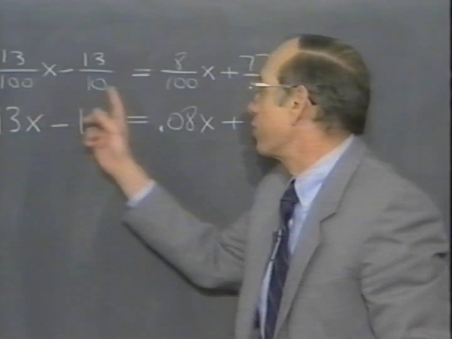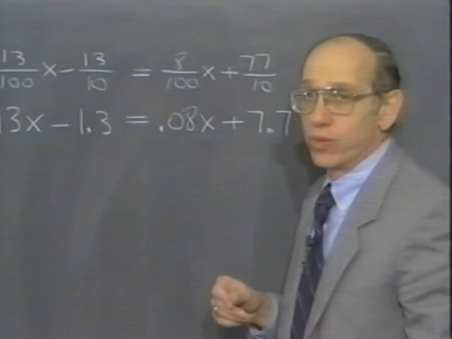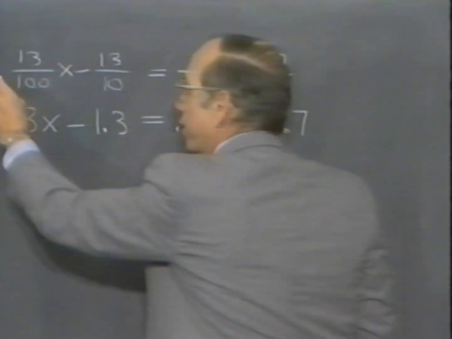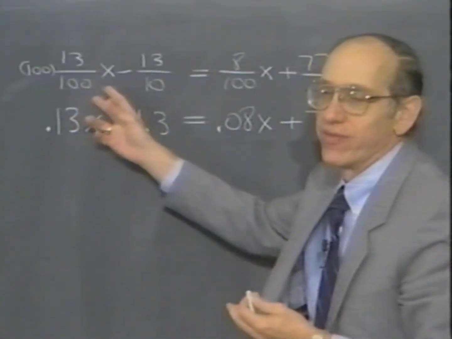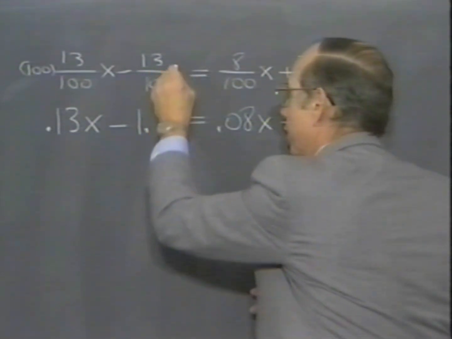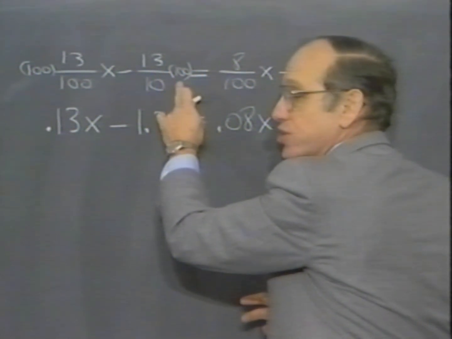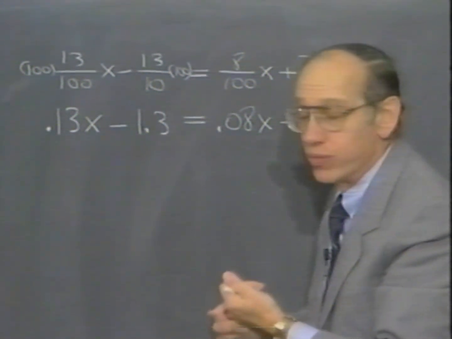Now, if I want to get rid of all these denominators, what I really want to do is multiply this by 100. But of course, if I'm going to multiply one thing by 100, I've got to multiply everything by 100. 10 would have been sufficient here, but I can't do one of them by 100 and one by 10.